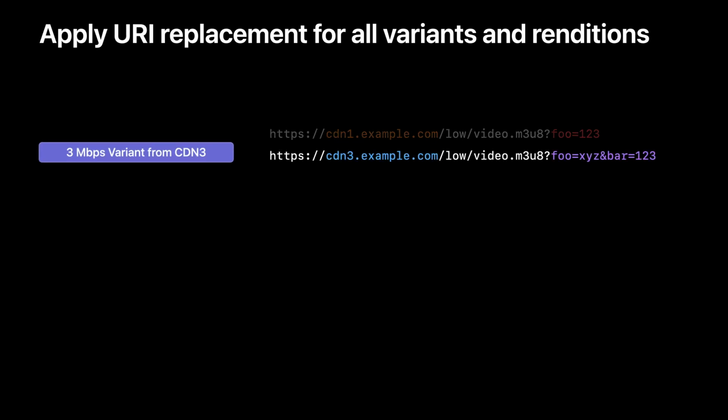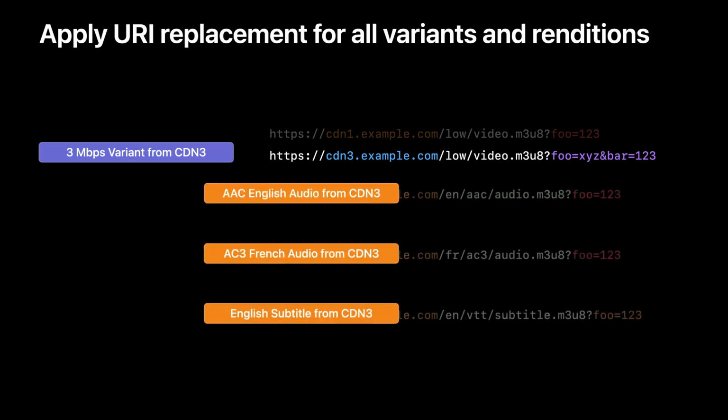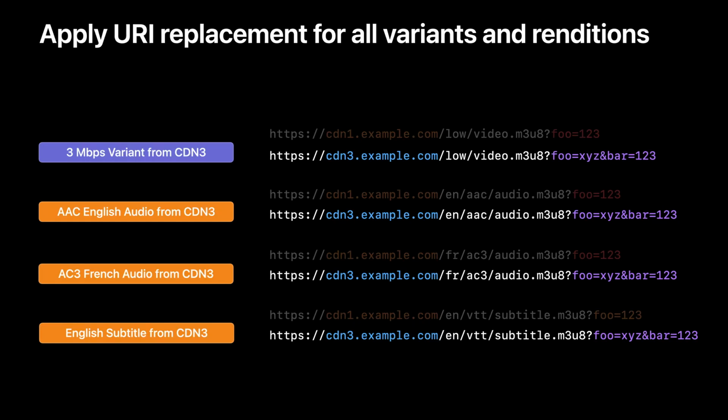We apply the same URI replacement rule to the rest of the variants and renditions in the clone pathway. For the 3 Mbps variant stream, we have the original URI and apply the host and parameter replacement rule to get the new URI. We do the same for the audio and subtitle renditions. After we apply the URI replacement rule to all cloned variants and renditions, we have a new pathway that serves from the new CDN host.